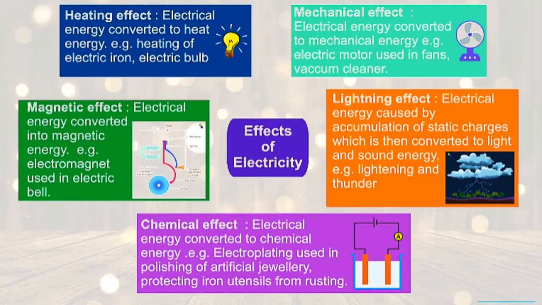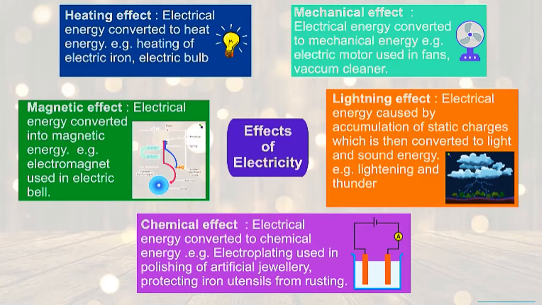Now we have also learned that electricity is a form of energy, and energy keeps on changing from one form to the other, right? We have also seen that because of electricity, there is heating effect, there is mechanical effect, like electrical energy is converted into mechanical energy. Example, electric motors used in fans, vacuum cleaners. Then you have also learned about magnetic effect. Because of electricity, the electrical energy gets converted into magnetic effect, like electromagnet used in electric bells.